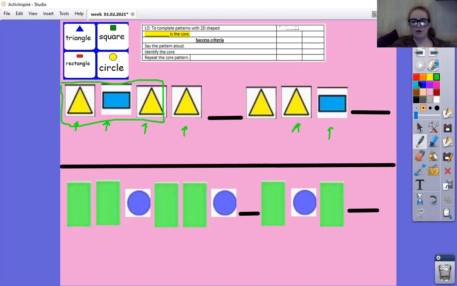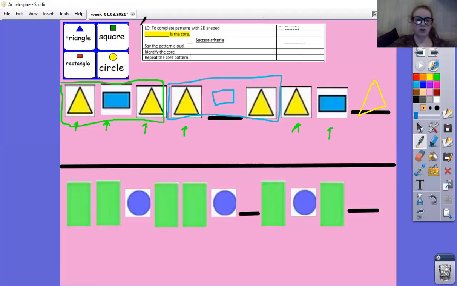So blue rectangle comes after yellow triangle. So yellow triangle, blue rectangle. Fantastic. That's this chord. Let's move on to our next repetition of the chord. I have yellow triangle, blue rectangle. What comes after blue rectangle? Yellow triangle. Fantastic. Okay. I would like you to pause your screen and have a go at this one and come back when you're ready to check it.